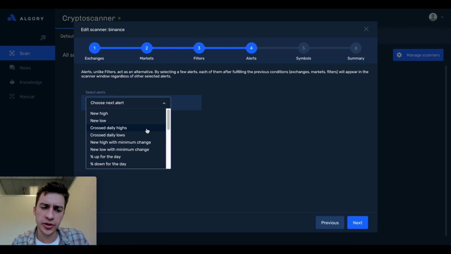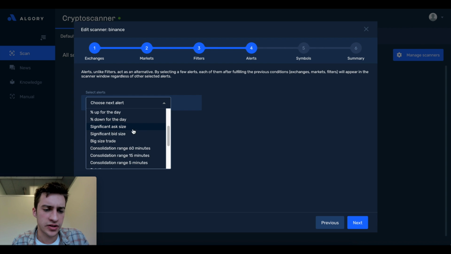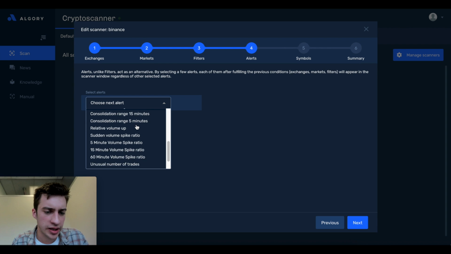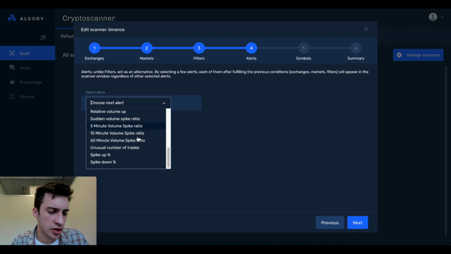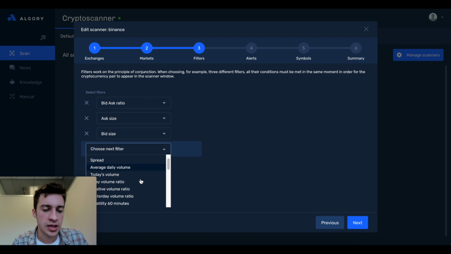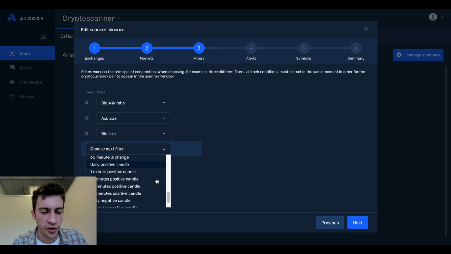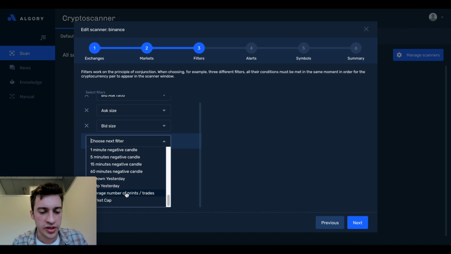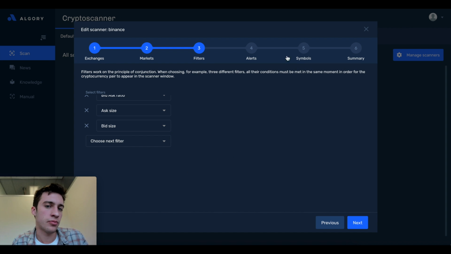And then alerts. This is pretty cool as well. You can do plenty of different kinds of alerts, like big size trades, whenever an altcoin is consolidating, volume spike ratios, unusual number of trades. So basically when there's a lot of trades on a coin, new highs, new lows, plenty of different ways you can go with this. And with the filters here, there's plenty of other things you could do. Look at volatility, look at volume, look at changes, average number of trades. You can look at the market cap.